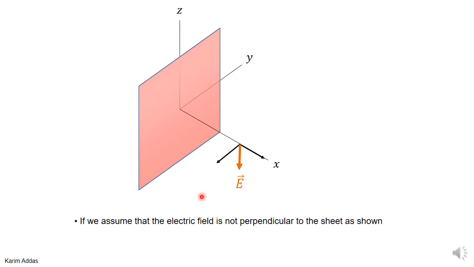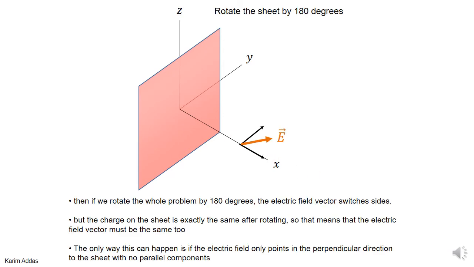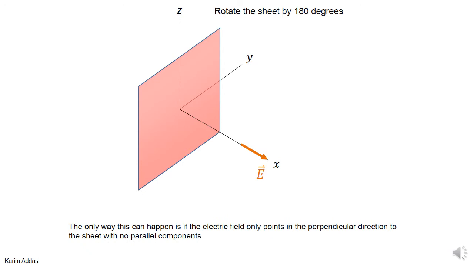We're going to rotate the whole sheet and the electric field vector, everything, by 180 degrees about the x-axis. To do that, this is what you get. The sheet stays exactly the same as it was, but the electric field vector gets rotated by 180 degrees. Now this can't be the case because you can't have the same charge distribution producing a different electric field vector. So the only way for this to happen is for the electric field to point radially out, perpendicular to the sheet. So this is the only way that the electric field can point in this problem.